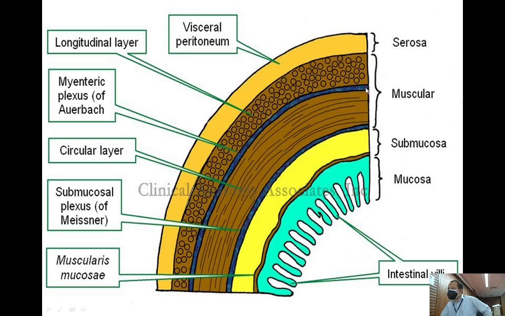Now you find this blue structure in between these layers. First between the submucosa and the muscular layer, then another one between the muscular layer and the serosa.